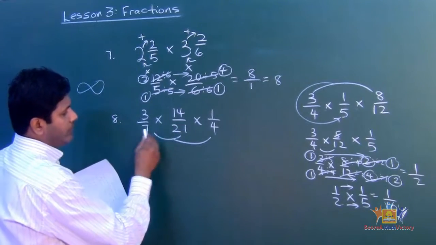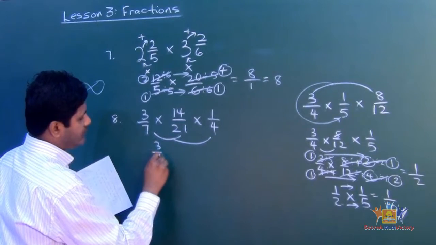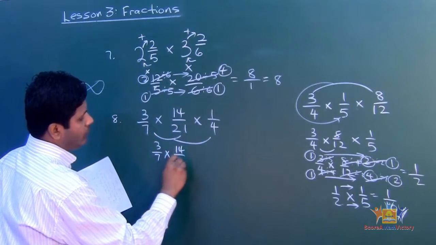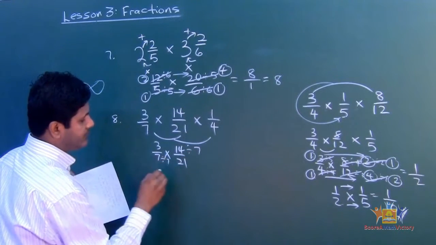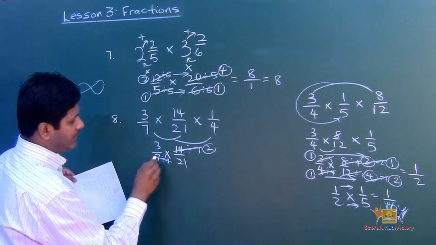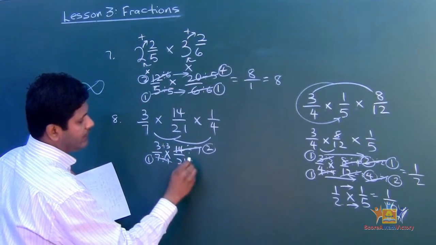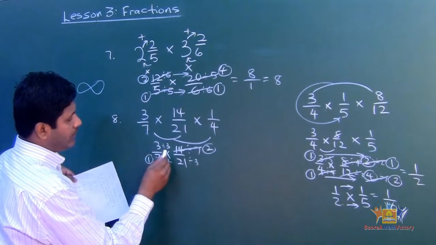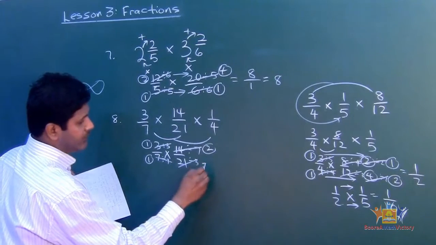So we're going to multiply these two first because I can simplify easier. I'm going to bring 3 over 7 times 14 over 21. I'm going to divide this by 7, divide this by 7. That gives me 14 divided by 7 is 2, 7 divided by 7 is 1. 3 and 21, I can divide this by 3. 3 divided by 3 is 1. 21 divided by 3 is 7.